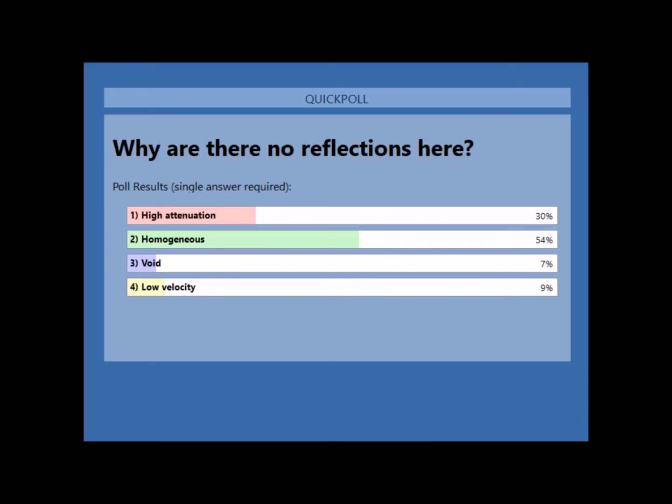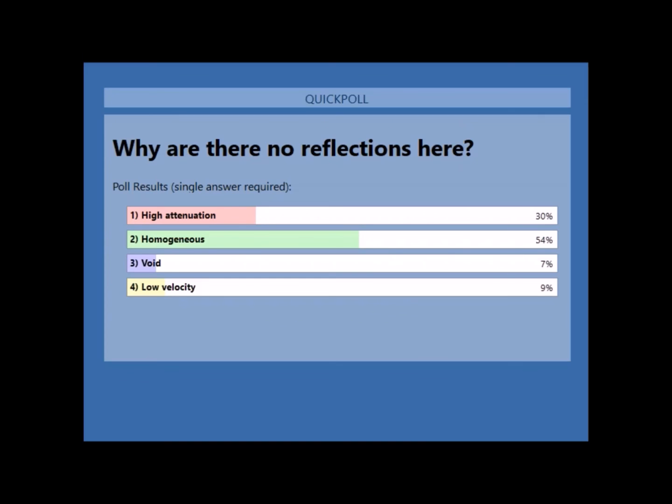The answer is that there are no reflections here because the soil in this area is homogeneous or uniform or constant. There's a few terms that you can use for it. Because of this, there are no contrasts, and therefore there is no reason for GPR energy to reflect. There has to be a change in properties or a contrast in materials for GPR energy to reflect. Remember that. That's absolutely fundamental.